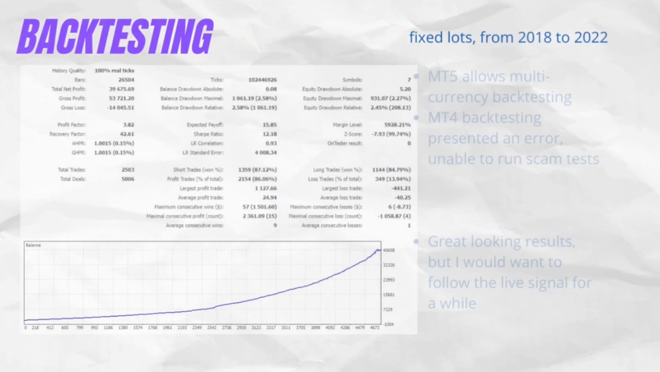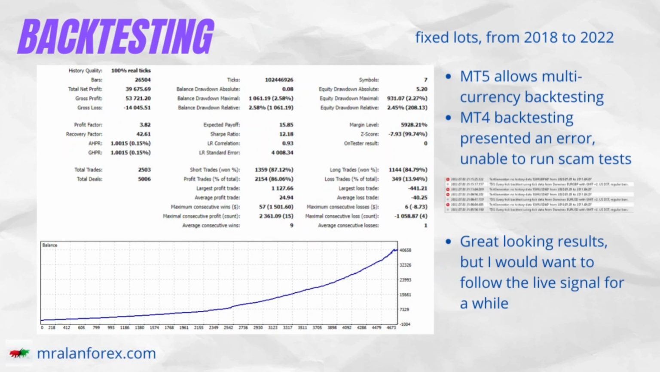I have run the backtest on MetaTrader 5 simply because MT5 can run backtests for multi-currency trading. With MT4, the backtest will only show the one Forex pair. Using the default settings, I ran a backtest from 2018 to June 2022. The results, as you can see, are remarkable, turning 1K to over 50K in 4 years.